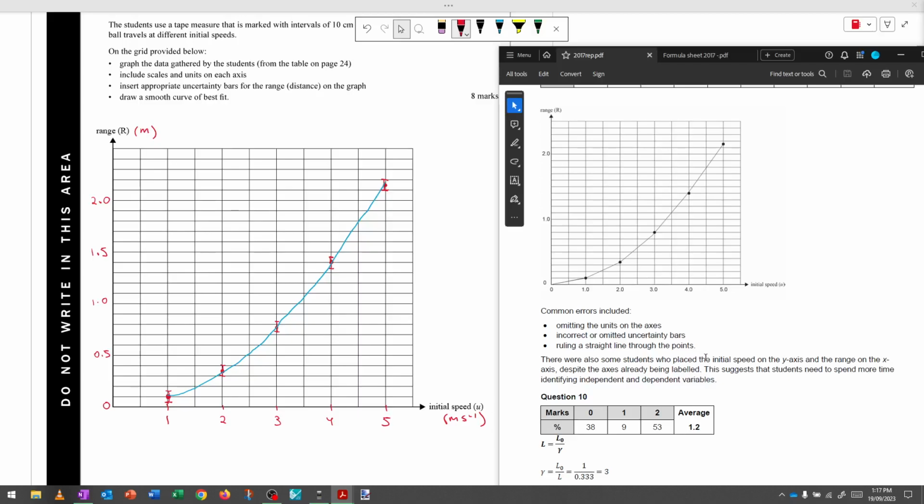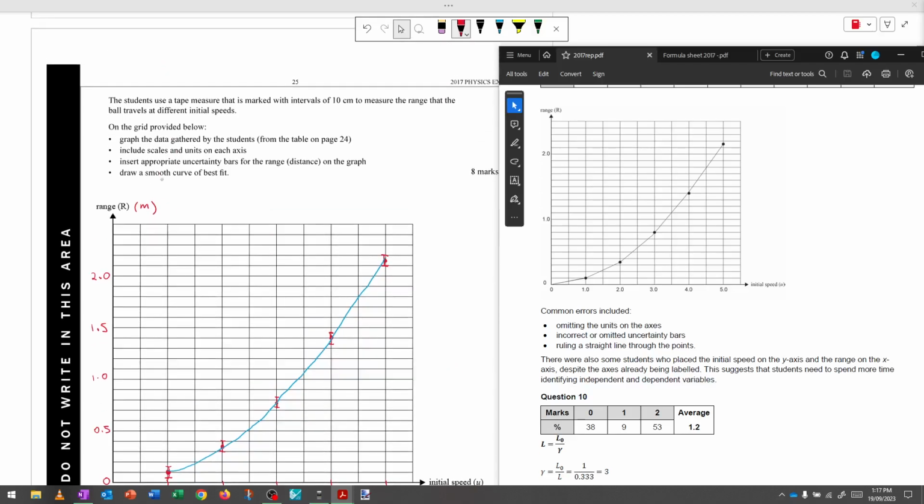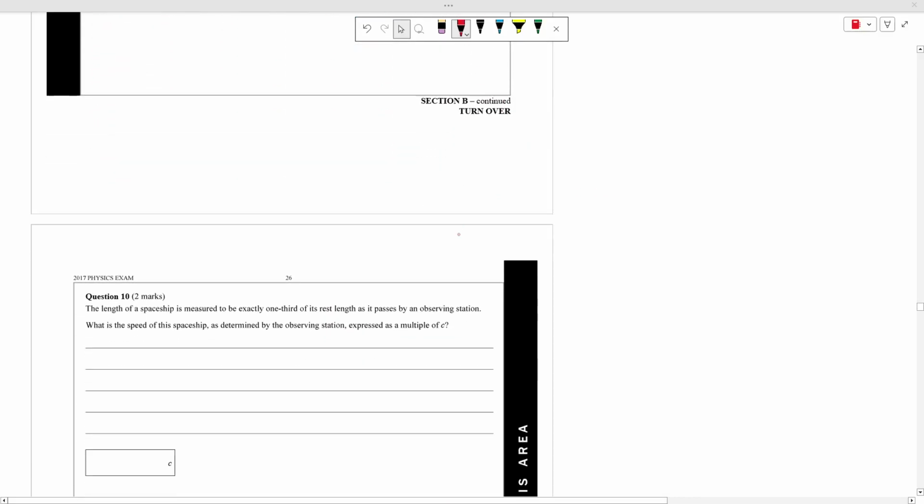There were also some students who placed the initial speed on the y-axis and the range on the x-axis, despite the axes already being labeled. So just make sure you've got the right things in the right spot. This suggests that students need to spend more time identifying independent and dependent variables. Okay, well, there's not too much that I can say here that I haven't already said. Just be very careful when you're graphing data like this. Try and draw it nice and neat, and make sure that it's going to be as easy as possible for the examiner to read what you've done. Okay, and just make sure you've included everything that needs to be included there. All right, and that's it for that question.